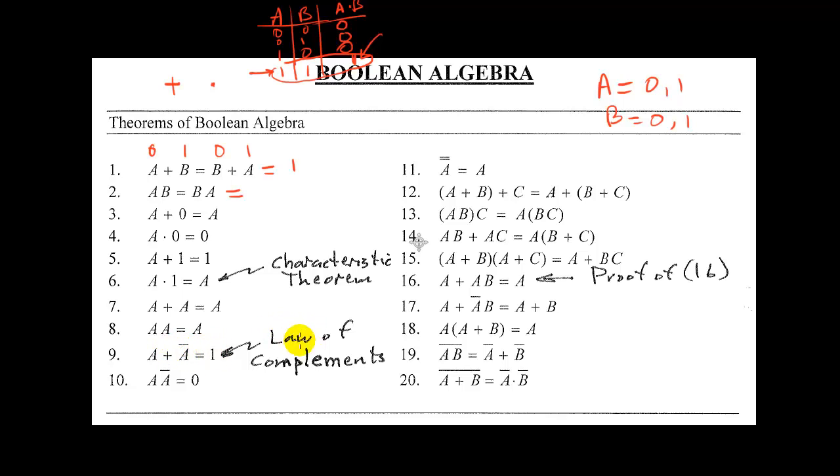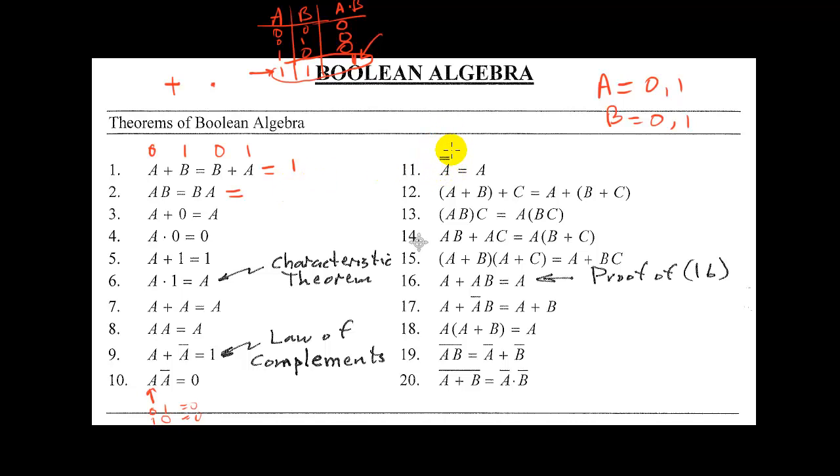Okay, this is the law of complements. A AND NOT A gives you 0, because if A is 0, then NOT A is 1. So if A is 0, then this has to be 1, so you get a 0, and if A is 1, this has to be a 0, so you get a 0. Okay, so that is real quick how you go through and try to interpret the Boolean algebra.